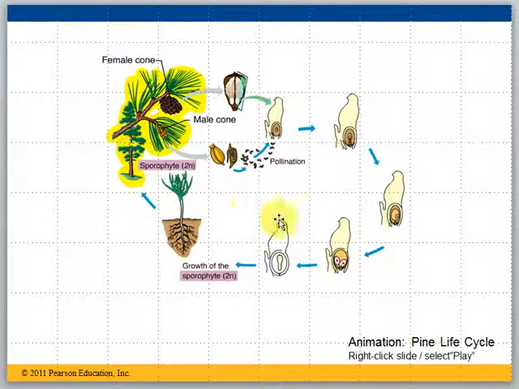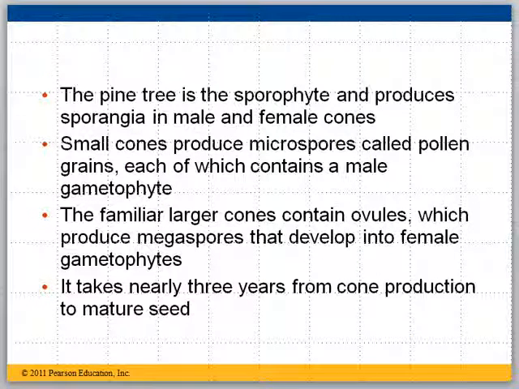As we already mentioned, the pine tree that you see is the sporophyte of the plant, the diploid portion of the plant. So the pine tree is a sporophyte, and it produces sporangia in male and female cones. So these would be separate structures in slightly different parts of the plant. And what you usually think of, say for example when you think of a pine cone, is the female portion that you're talking about, the macrosporangia.